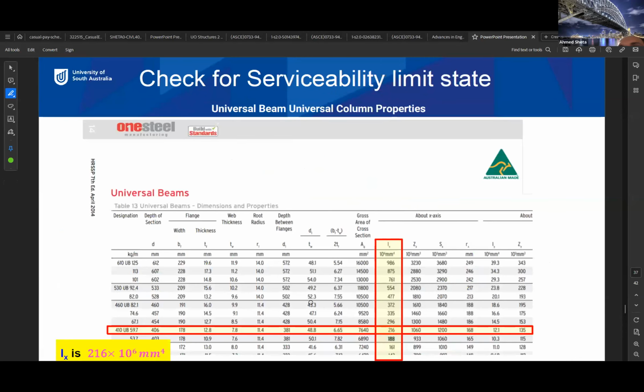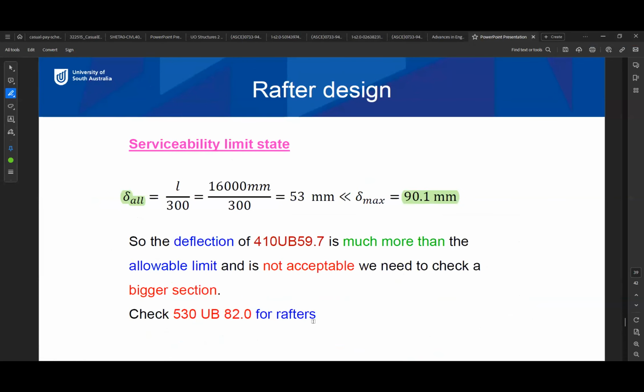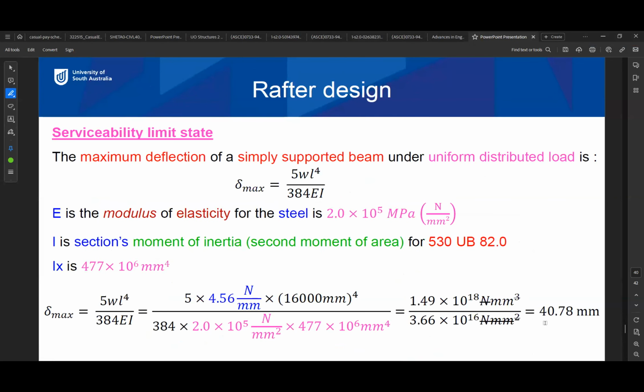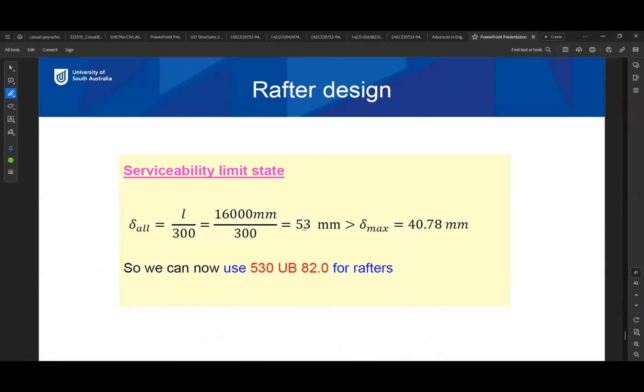Like, for example, if you take something above, let's say this one. What is the inertia? 554, which is almost double, or close to 2.5 times the selected one here. So we selected a bigger one. Then the deflection reduced to 40.78, which is in the parameters, under the limit of 53. So the selection is okay, and the factor of safety comes in okay.